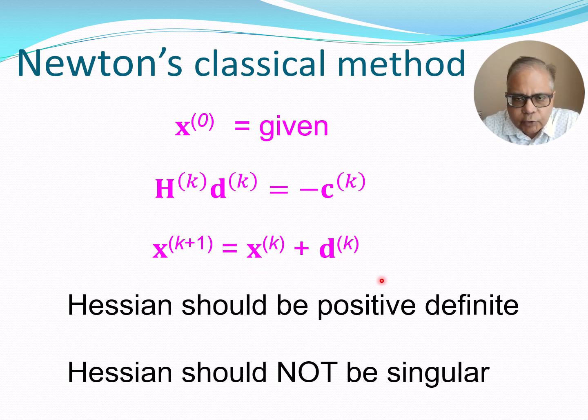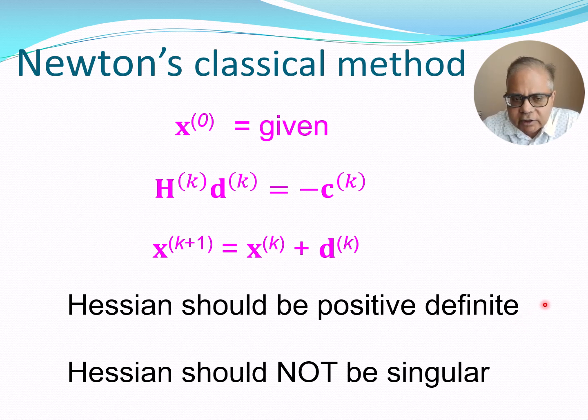Now one of the things to remember is that in Newton's method, the Hessian matrix should remain positive definite, and also it should not be singular, because if it's singular then you cannot solve this linear system here, H d is minus c. So the solution of this system requires that H should not be singular, and we will also see that H should be positive definite, because that's going to help you to satisfy the descent condition for this particular method.